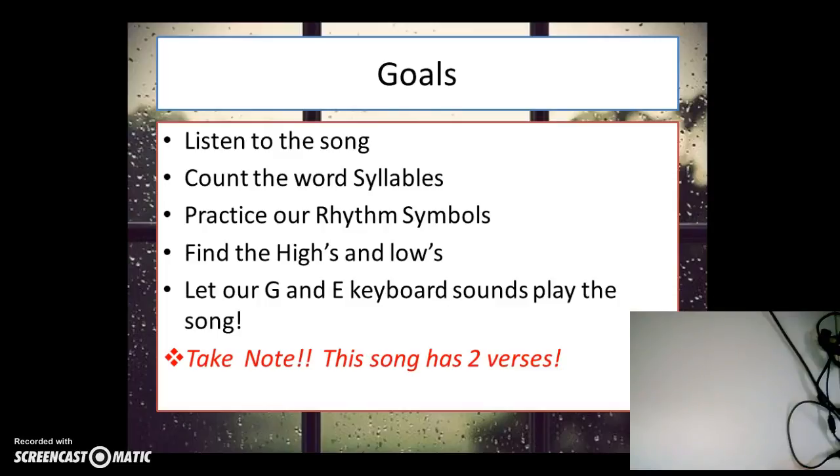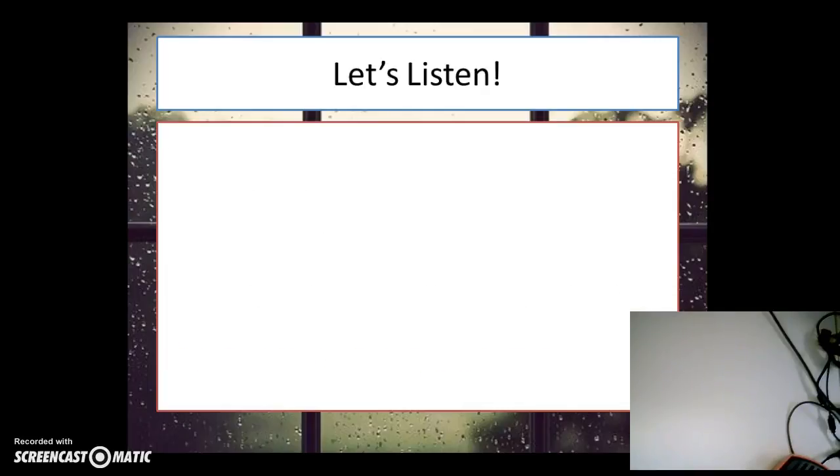We are also going to find the highs and lows and see what pitter-patter actually looks like with G and E on our keyboard. Please take note, though, that this song has 2 verses. That means that there are 2 parts to this song because it is a little bit longer. So let's continue. The first thing that we're going to do is listen to Pitter Patter.